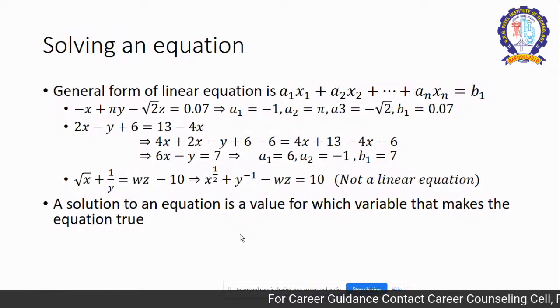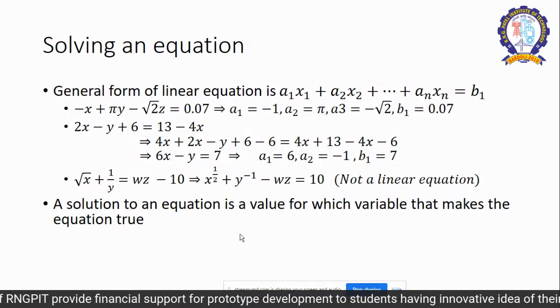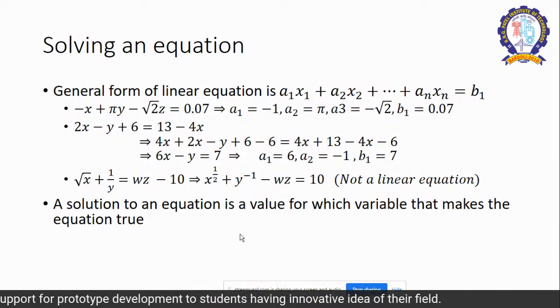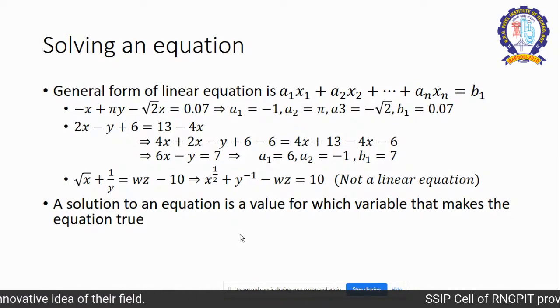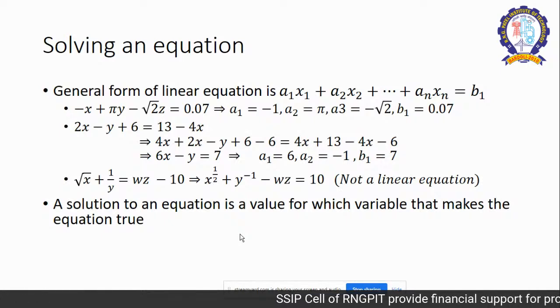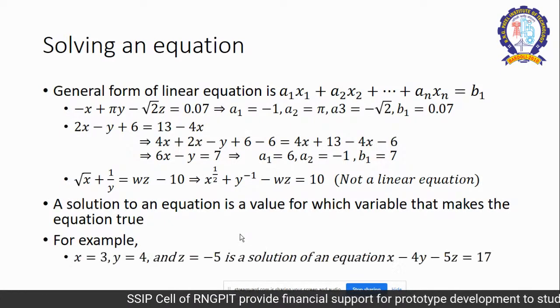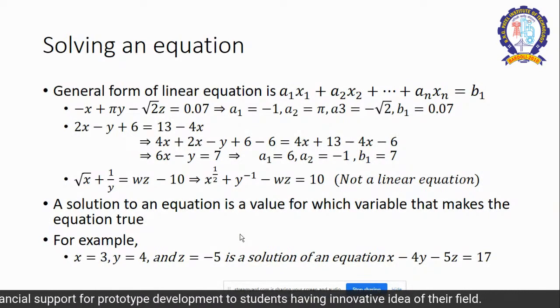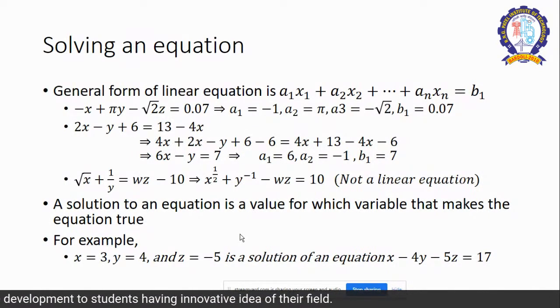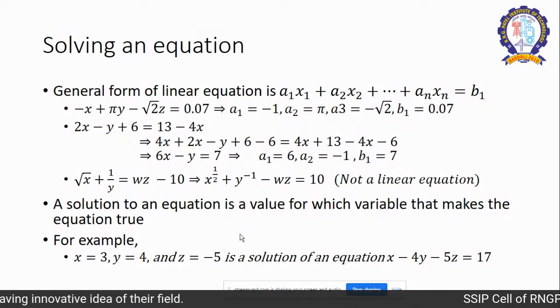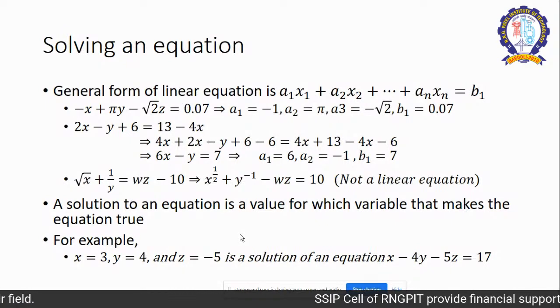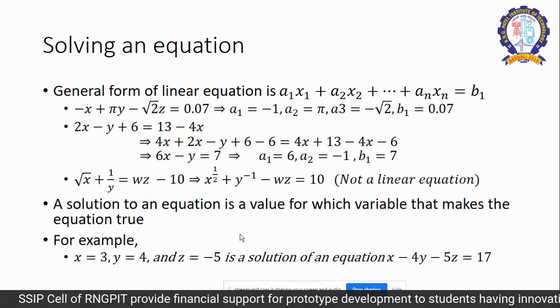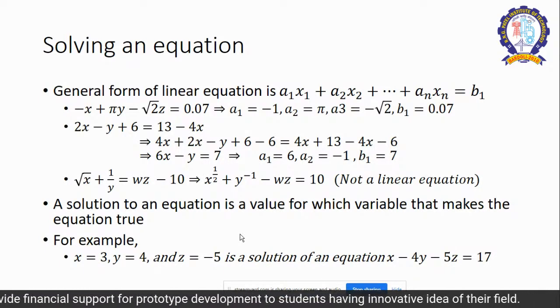A solution to the equation is a value for the variable that makes the equation true. It means we have to find the values of x1, x2 up to xn so that the left hand side value and right hand side value become the same. For example, x equal to 3, y equal to 4 and z equal to minus 5 is the solution of the equation x minus 4y minus 5z equal to 7. Ultimately, we just substitute the values of x, y and z in the equation, and both the right hand side and left hand side have the same value.